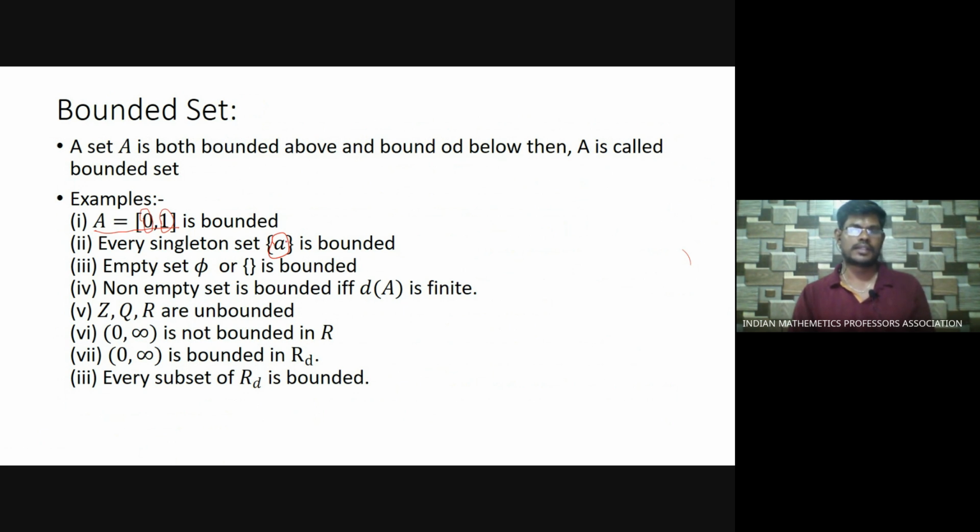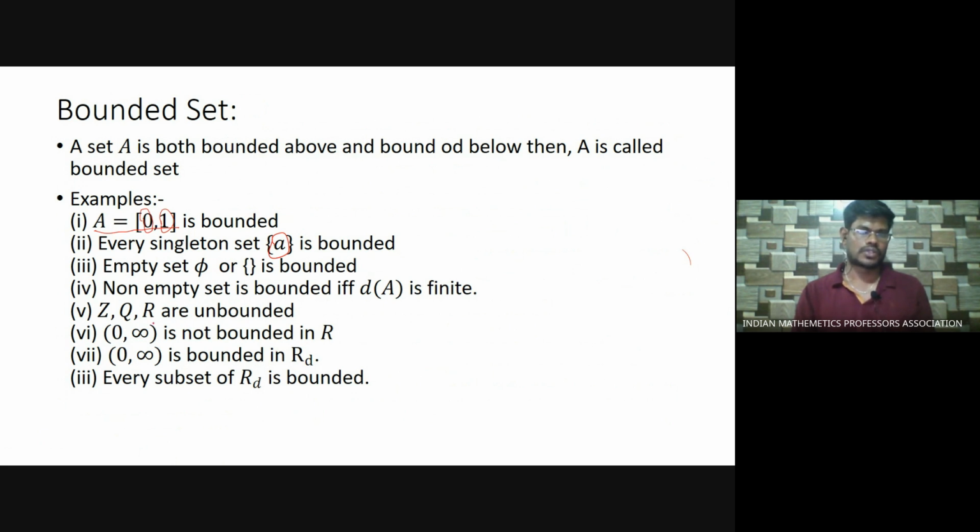Then this is the upper limit, maximum limit, and also the minimum limit. So that is bounded. An empty set is also bounded. The non-empty set is bounded if and only if A is finite. So R should be finite. Then we have a bounded set.